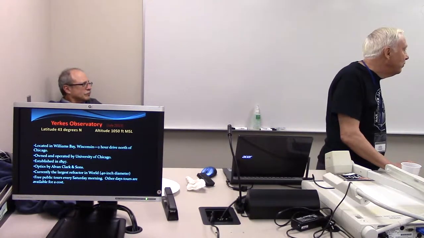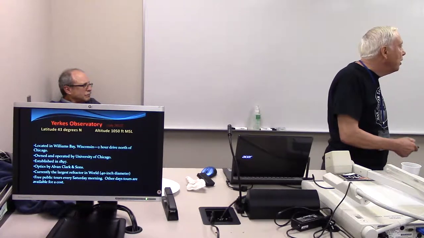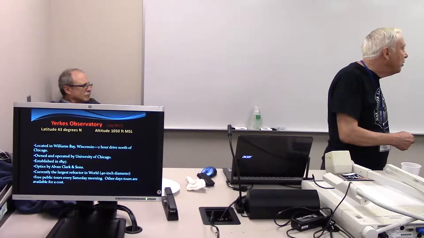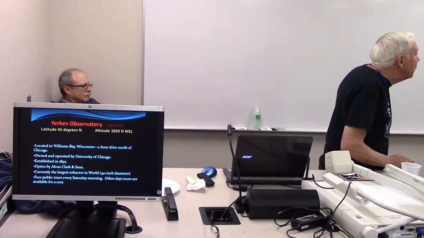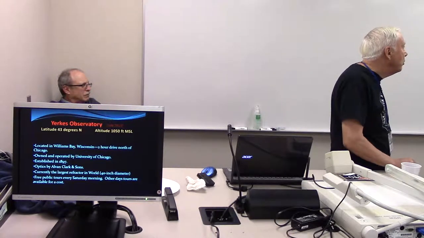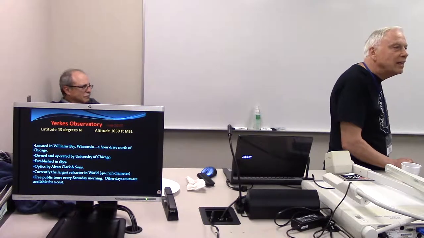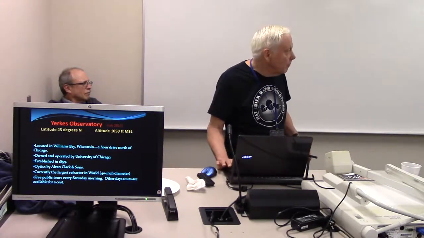Okay, so let me move on to my second telescope. This is at the Yerkes Observatory, which is about a 2-hour drive north of Chicago, with an easy driving time from Detroit, owned and operated by the University of Chicago. The observatory was established back in 1897. Again, the lens was produced by Alvin Clark and Sons, and it is currently the largest refractor in the world. So the lens is 40 inches in diameter, or 1 meter, and they do have free public tours there every Saturday morning, or you can go other days as well, but then you have to pay a little bit for a tour. So this is the observatory, as seen from the air.